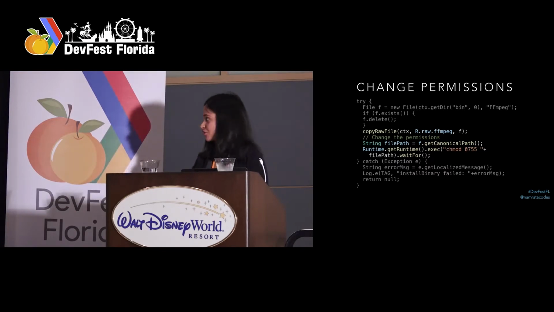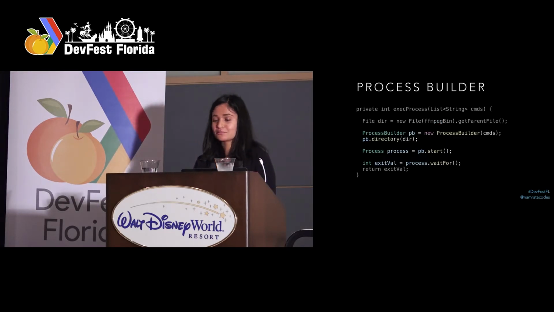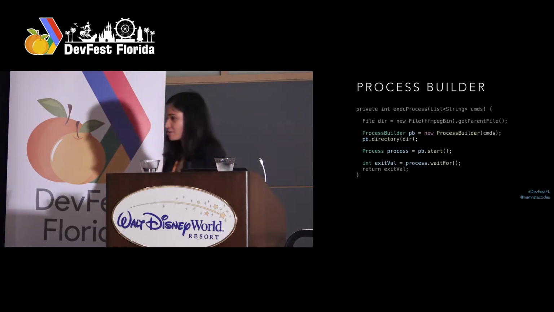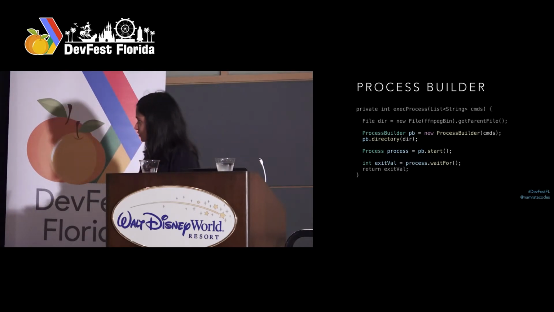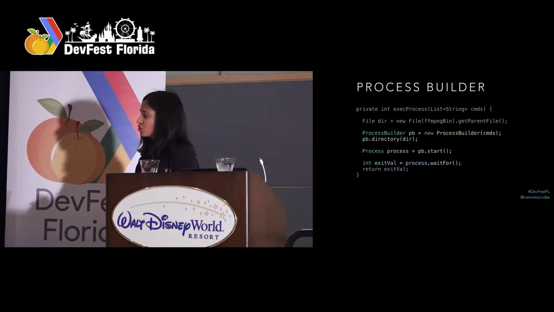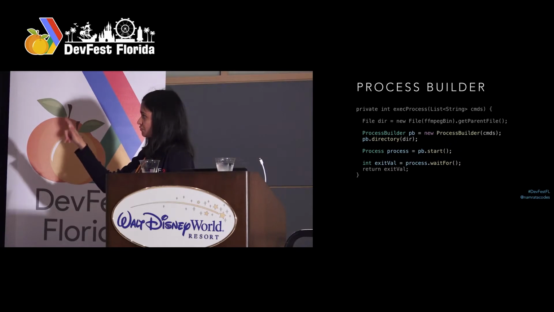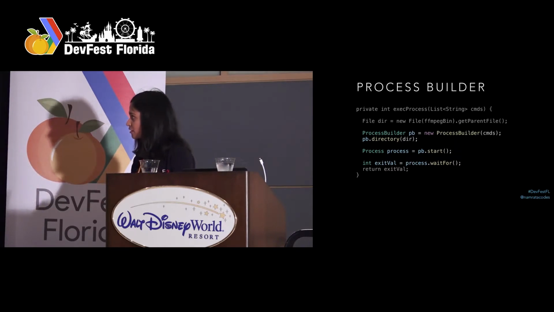So once you've changed the permissions, now you can run it in a separate process. And the next challenge is, how do you pass commands to your FFmpeg binary? For this, you use something called the process builder on Android. So for the process builder, you instantiate it by passing the list of commands you want to give to your FFmpeg binary, and you also specify the directory where your FFmpeg executable resides.